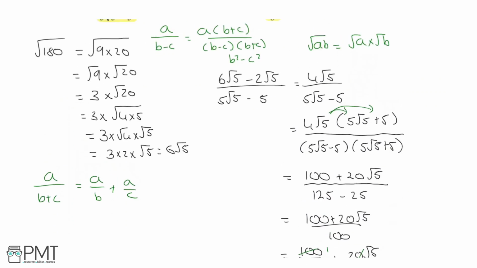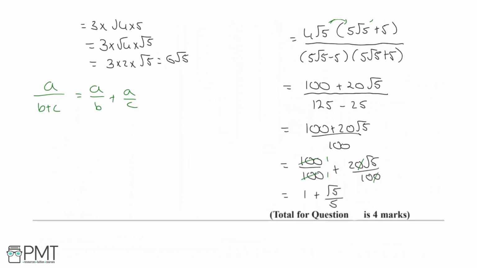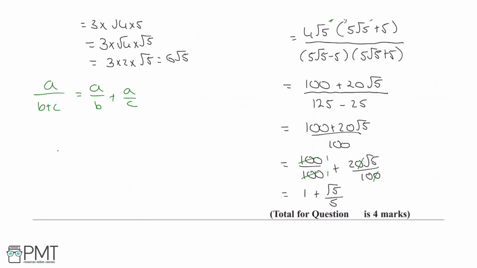Again, because they did tell us that the two integers are a and b, I am just going to write out what the two integers are. So I'm going to say, therefore, a equals 1 and b equals 5.